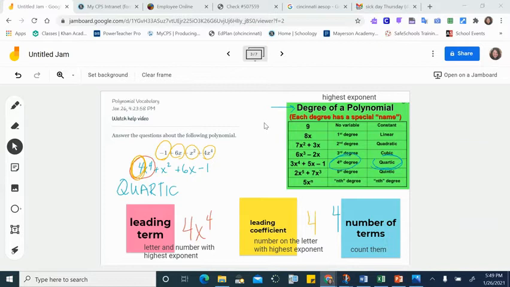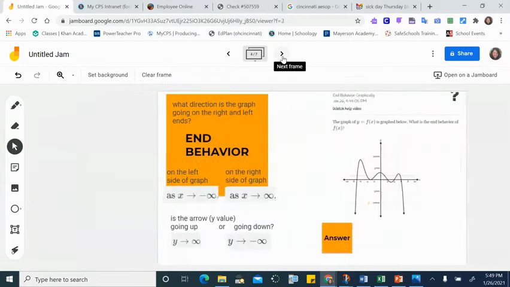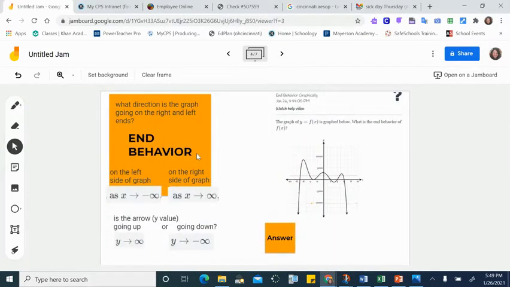Okay, now the next part of this that we're going to talk about is the end behavior. All that is a fancy way of saying is what happens on the ends of the graph, on the right side and on the left side. So what direction is the graph going on the right and left ends?